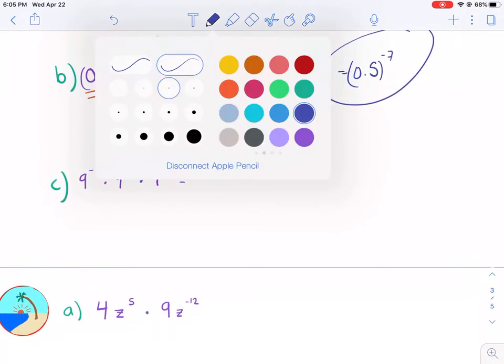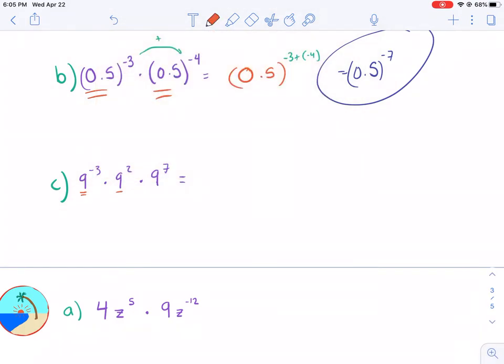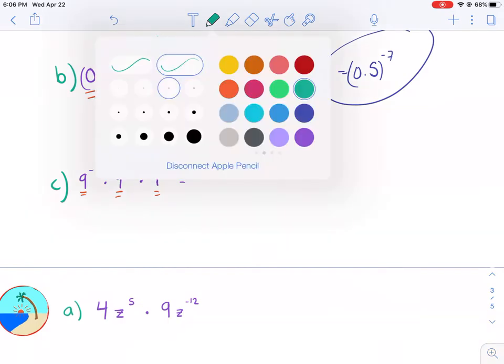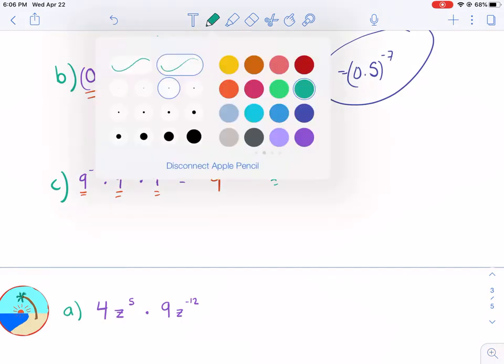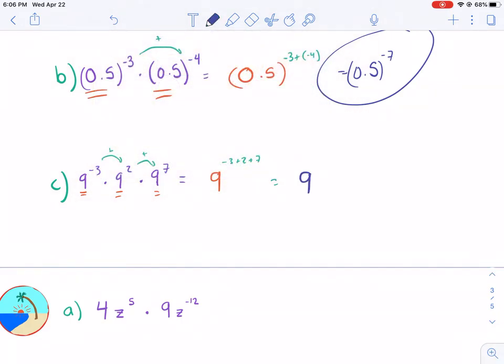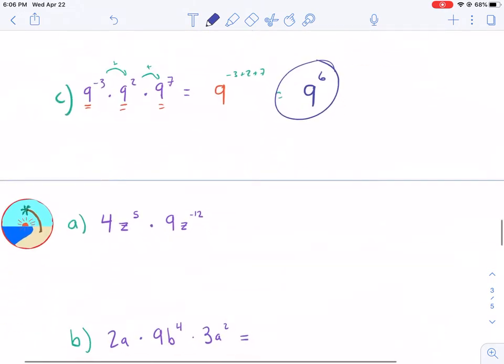Now, what about when we have 3 terms? Same thing. As long as we have 3 like bases, all we need to do is add the exponents together. So we add and we add. So now we have 9 to the negative 3 plus 2 plus 7th power. And that equals 9 with our base. Negative 3 plus 2 plus 7 gives us 6. So we have 9 to the 6th power. And that's going to be our final answer.